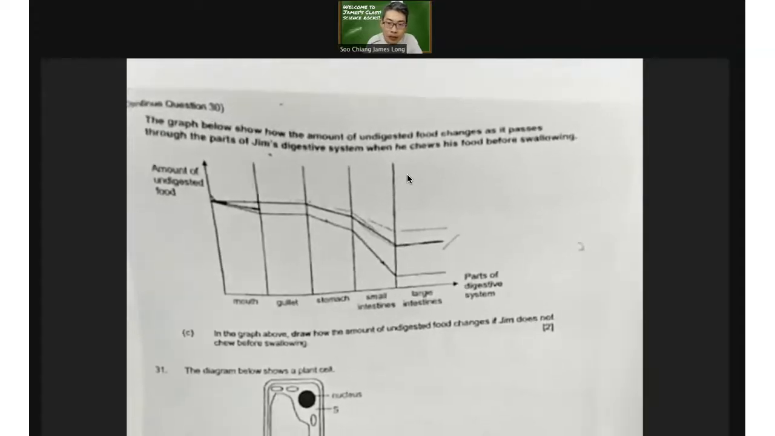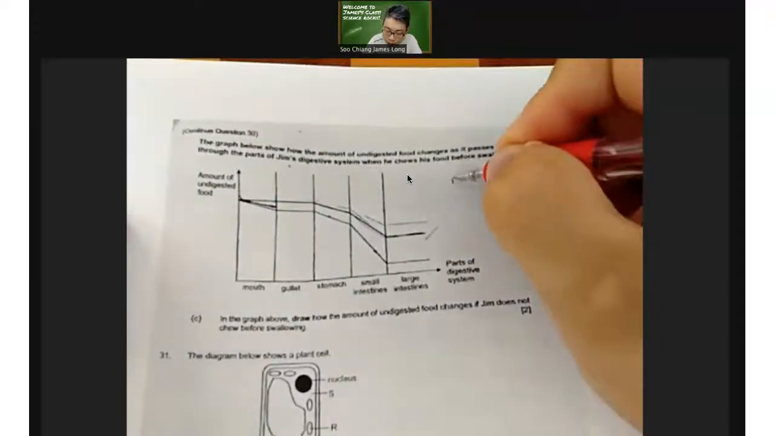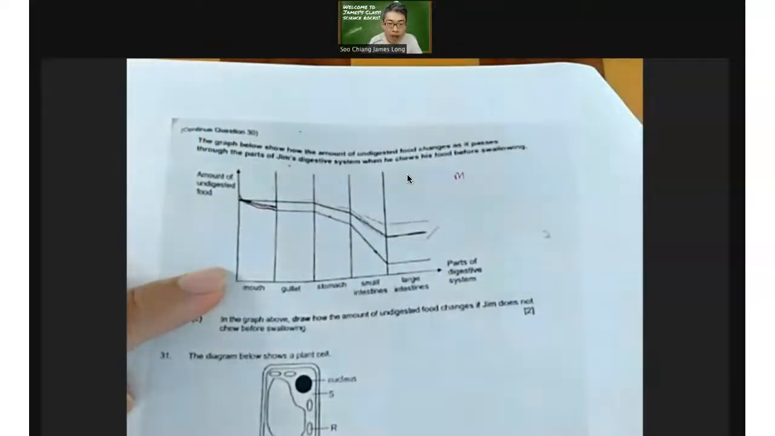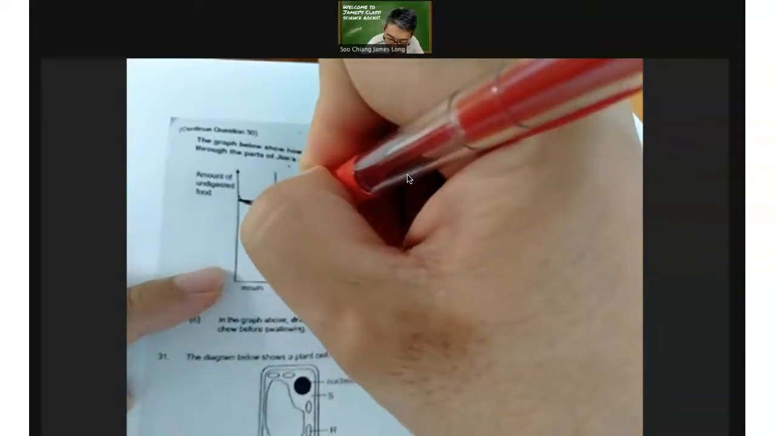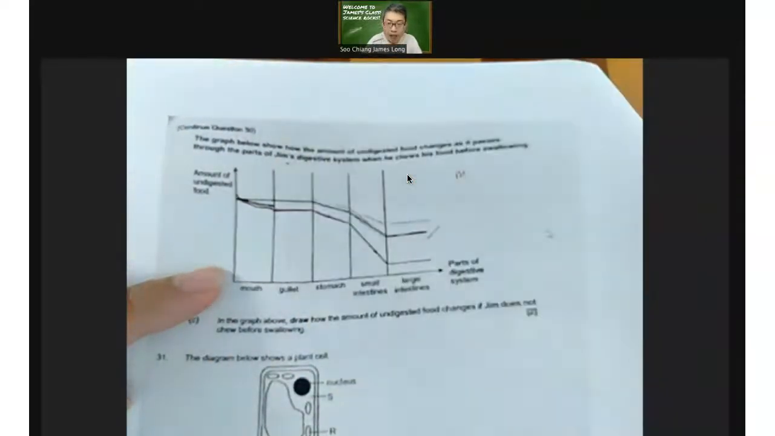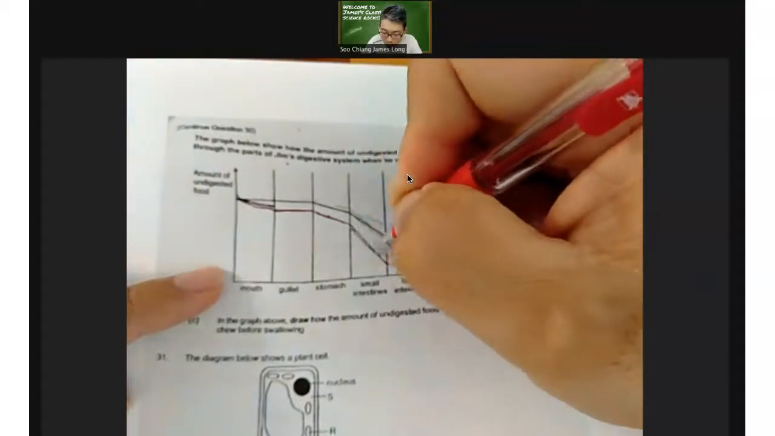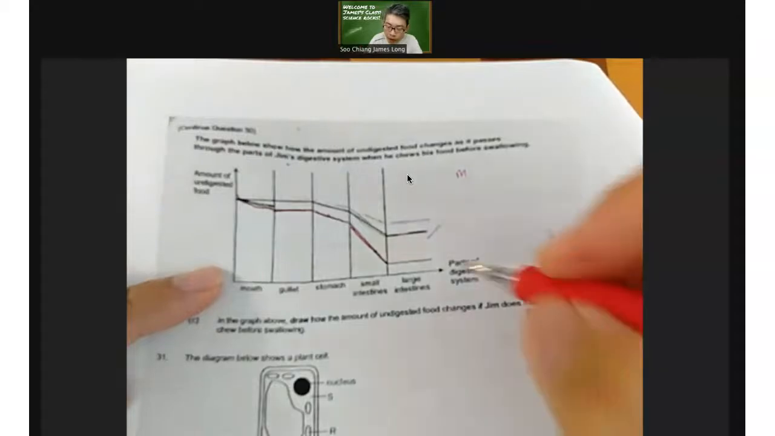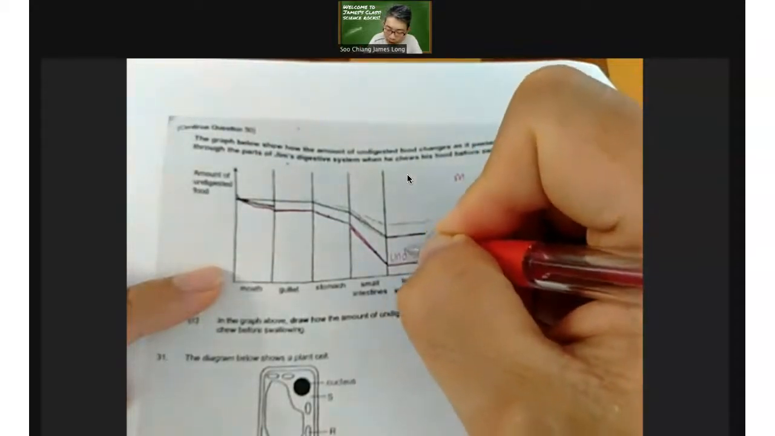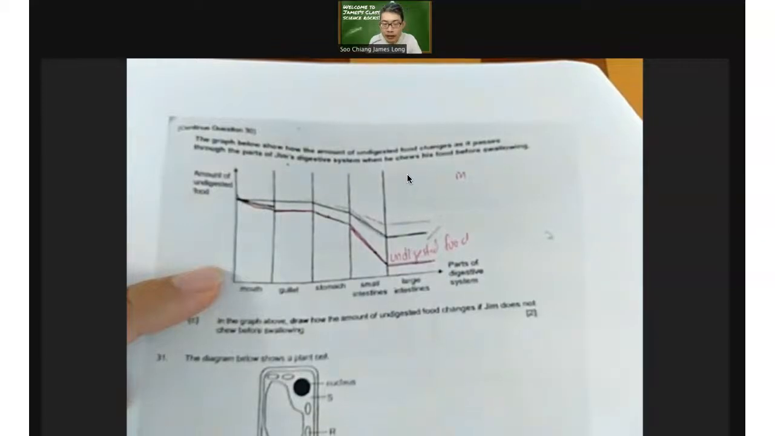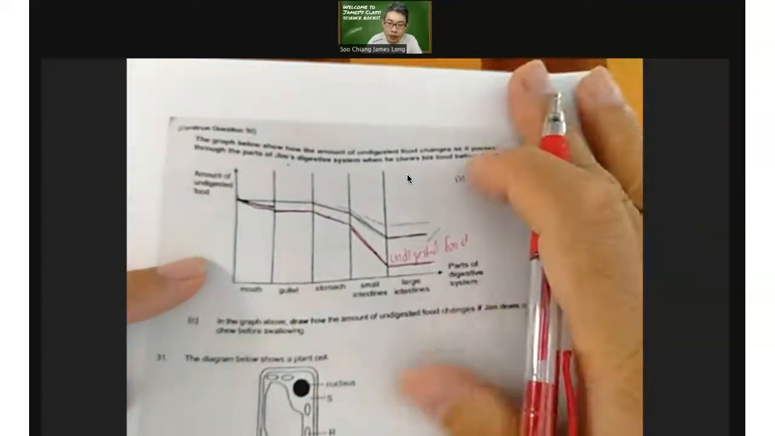Alright, so basically the food goes through a few parts, right? It goes through the mouth. There's some digestion here, so the line goes down because of the digestive juices in the mouth, saliva. Gullet, no digestion, so it's a horizontal line. Stomach, more digestion. Small intestine, even more, and that's the end of the digestion. When you go to the large intestine, no more digestion because what comes here will be the undigested food. And what the large intestine does is just absorb the excess liquid.